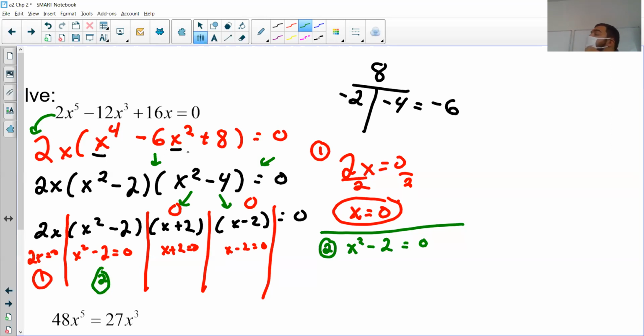I thought the cube root. The cube root? No, remember, cube root would mean it has to be x cubed, to the 3rd power. This is x to the 4th power, so it wouldn't work. But let me continue. Here is the square, if that's what you may be thinking. In here with the green arrows, it becomes x plus 2, x minus 2.